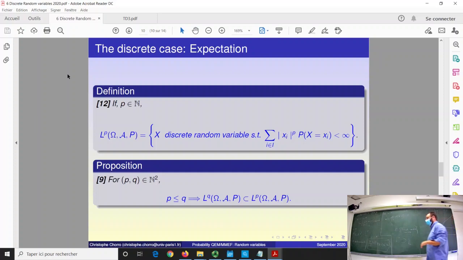Okay? And in fact, what we are going to prove, and this is the meaning of proposition 9 here, is that we have the following situation. You have here L0, the biggest. We have seen that L1 is included in L0. That is, L1 is here. And we can continue. L2 is here. L3, and so on. Okay? L1 is included in L0, L2 is included in L1, L3 is included in L2, and so on. Okay? Yeah?